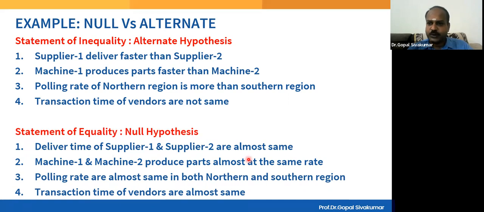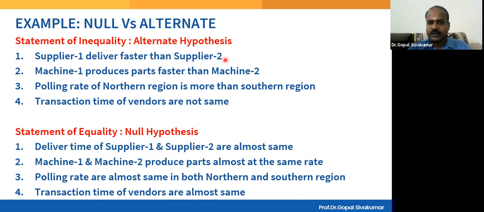Now, if you want to express the statement mathematically, for example, first statement, delivery time of supplier 1 and supplier 2 are almost equal. How can you write it mathematically? Delivery time of supplier 1 is equal to delivery time of supplier 2. When you express a statement in mathematical format, equation format, and if you can get an equal to symbol, definitely that is null hypothesis.